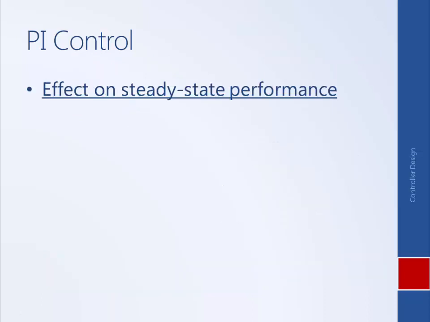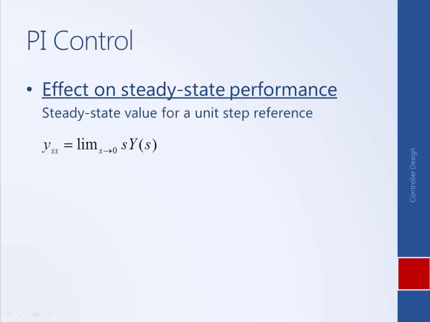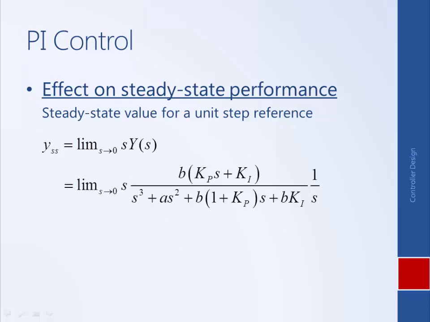Looking at the effect of integral action on steady state performance, we can again apply the final value theorem. So we take the limit as s approaches 0 of s times Y(s), where Y(s) is the output of our closed loop system. This quantity here is the transfer function, Y(s) over R(s). We have a unit step reference, so this is our R(s). Taken together, we have our Y(s). So the s from the input cancels the s from the theorem.